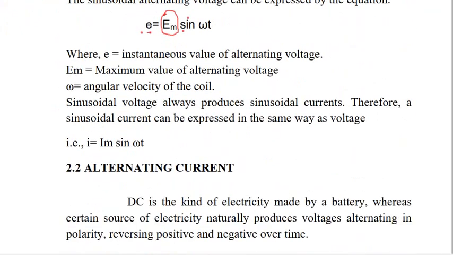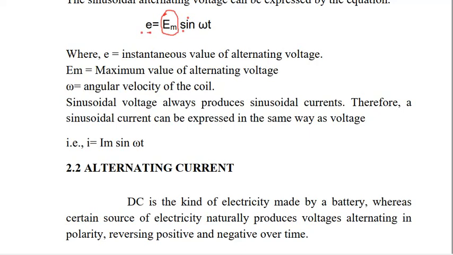So here they are given what is the E. It's nothing but the instantaneous value of your alternating voltage, and Em is your maximum value of alternating voltage. That is nothing but your magnitude, and omega is your angular velocity of the coil with respect to the time. And you know that if the voltage is AC, it is alternating. Similarly, the current will be alternating only. So using the same, I will represent the instantaneous current: I is equal to Im sine omega t.